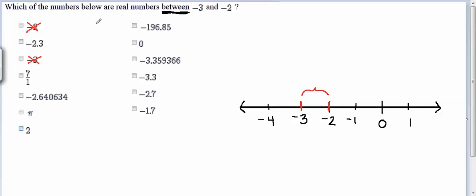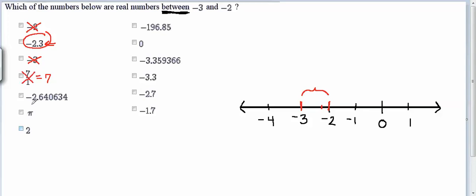The first option we're given is negative 2.3, or negative 2 and 3 tenths. If we think about how to graph this number, we start at 0, we go back 1, 2 whole numbers, and a little bit further. Negative 2.3 would be somewhere about here, negative 2 and 3 tenths. So that works. That does fall between negative 2 and negative 3. Next, the fraction 7 over 1, which reduces to the whole number 7. The first thing I notice is that's a positive number. So a positive number is going to be way on the other side of my number line, nowhere close to these two negative numbers. So that's out.